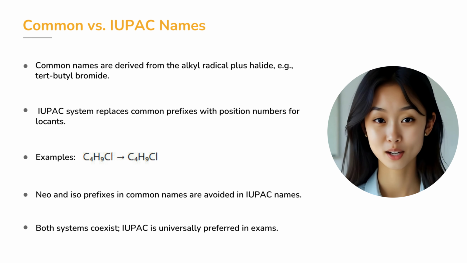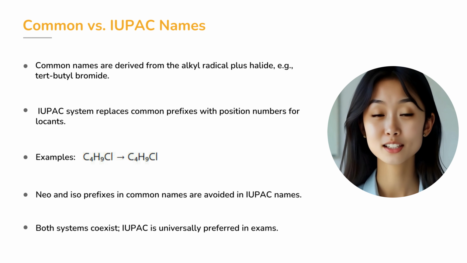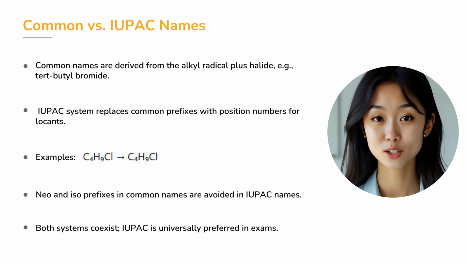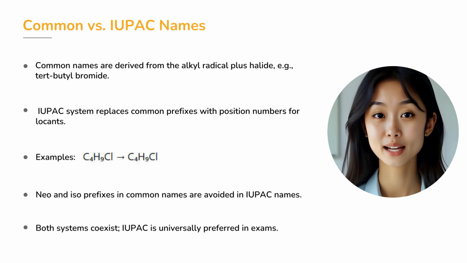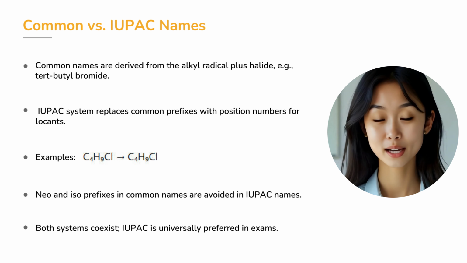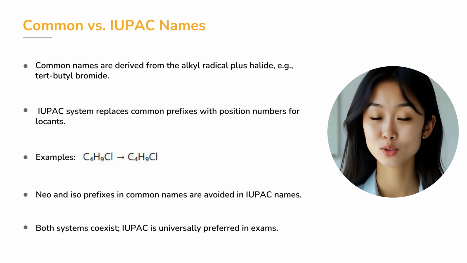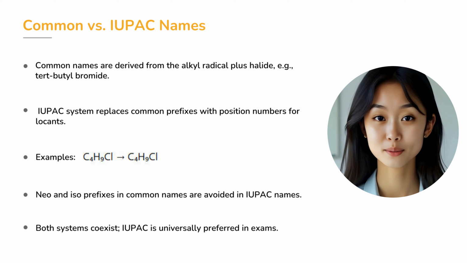Now, let's compare the common system and the IUPAC system. Common names are based on tradition. For example, we say tert-butyl bromide or sec-butyl chloride. But in IUPAC, the same compound is renamed systematically with numbers for the locants. Take sec-butyl chloride. Its proper IUPAC name is 2-chlorobutane. Or look at tert-butyl bromide, which becomes 2-bromo-2-methylpropane in IUPAC.